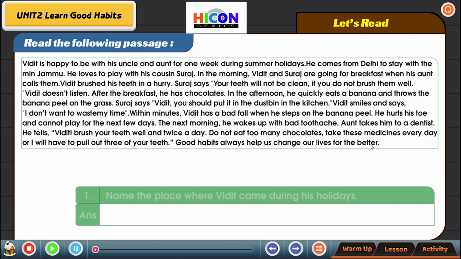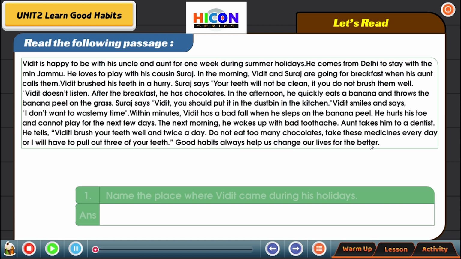Suraj said, that is not the way to do it. You need to throw the banana peel in the dustbin. There is a dustbin in the kitchen, and that is a place where you need to throw it. Vidit was not much interested. He said, I don't want to waste my time. He was interested in playing as much as possible. So he didn't want to waste his time, and he threw the banana peel there itself.